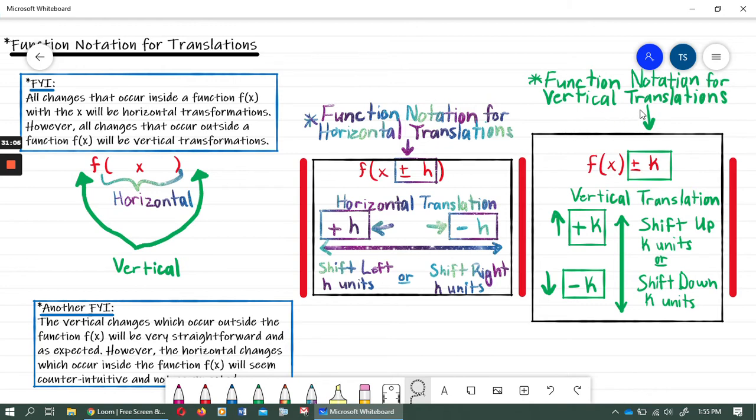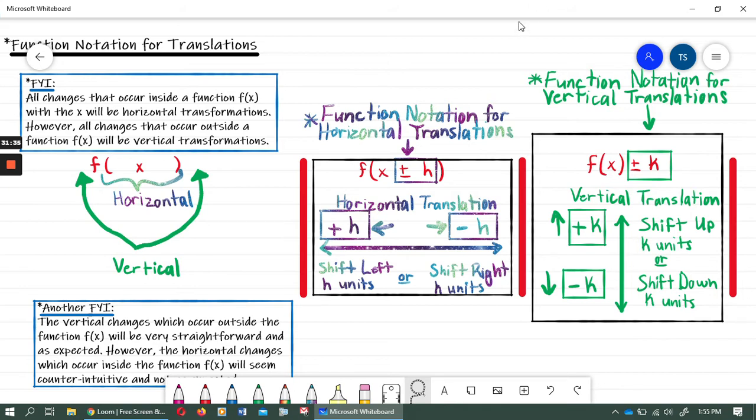So again, for that, we expect those vertical changes to be happening outside of your function. So not on the inside of the function with the x, but outside of the function for the output values, right? And again, we know that those vertical translations are going to move it either up or down, right? And so, guys, this right here should be exactly the way you expect it to be.